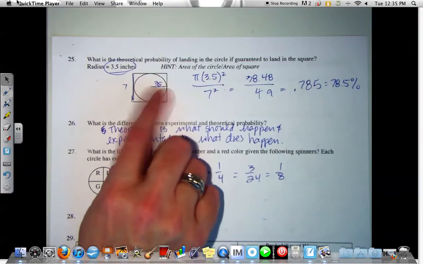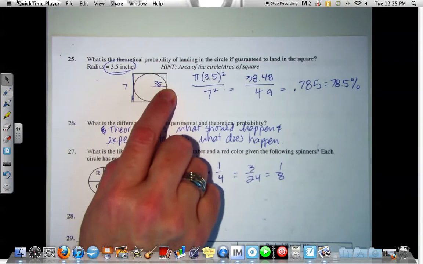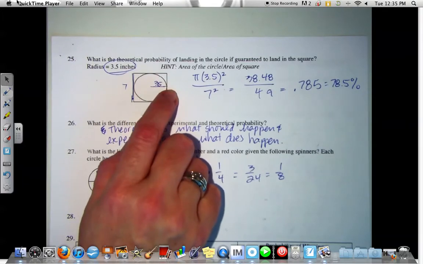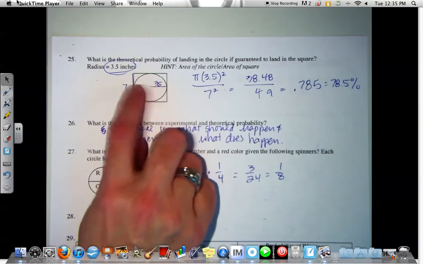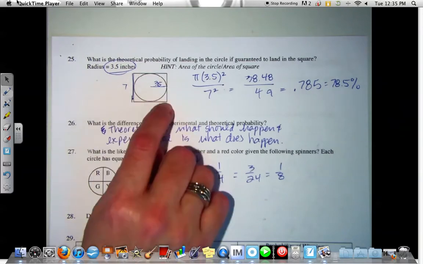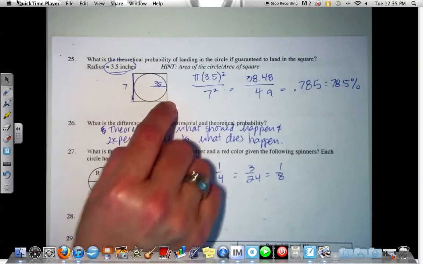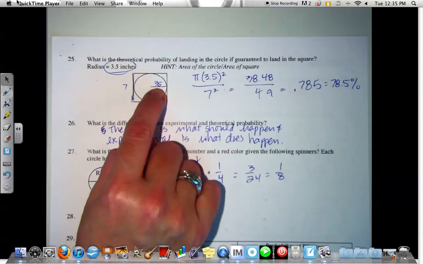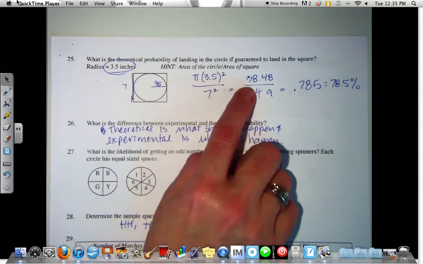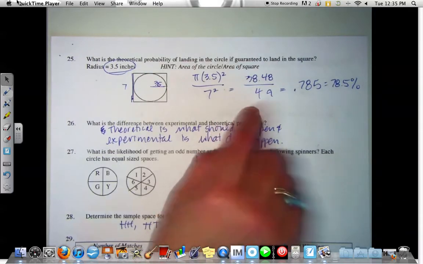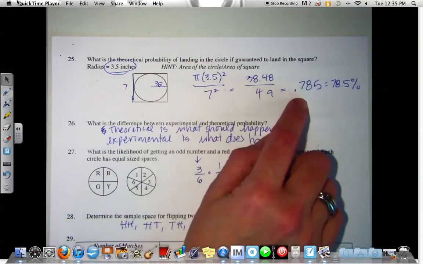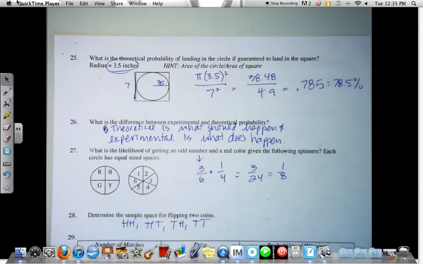So the radius of the circle is 3.5. If the radius is 3.5, what's the diameter? 7. And the diameter is the same as the length of the square. So that's how you find the area of the square, 7 by 7. Area of the circle, pi r squared. So you have 38.48 over 49, which is 0.785 or 78.5%.